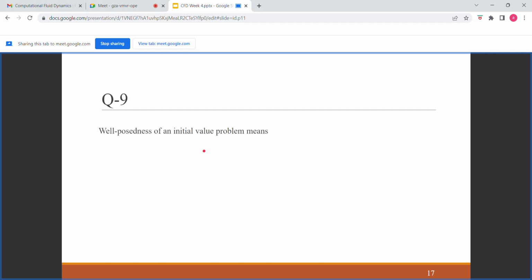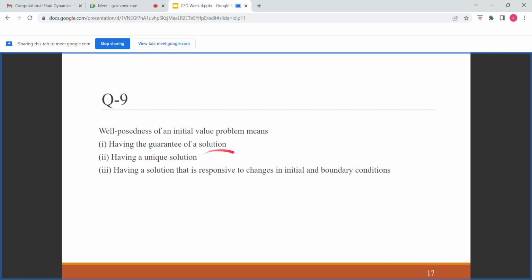In question 9, it is asked what well-posedness of an initial value problem means. We have a few options: having the guarantee of a solution, having a unique solution, having a solution that is responsive to changes in initial and boundary conditions. So basically, for an initial value problem, what does well-posedness mean?